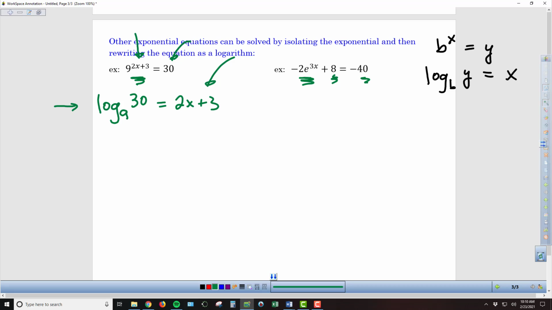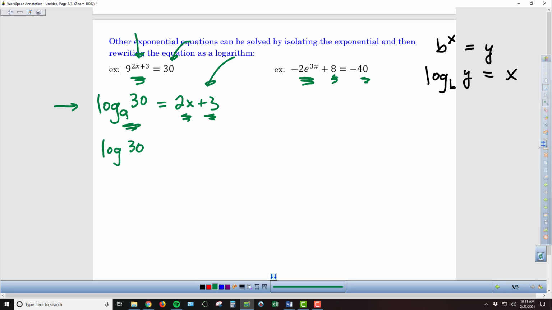So this is a number that we can use our calculator to calculate, and then we can get x by subtracting 3 and dividing by 2 on both sides. But we first have to use our calculator to figure out what the log base 9 of 30 is. And so if we don't have a calculator that allows us to enter whatever base we want, we have the change of base formula. So I can change this to base 10 logs, and so I can rewrite it as log base 10 of 30.